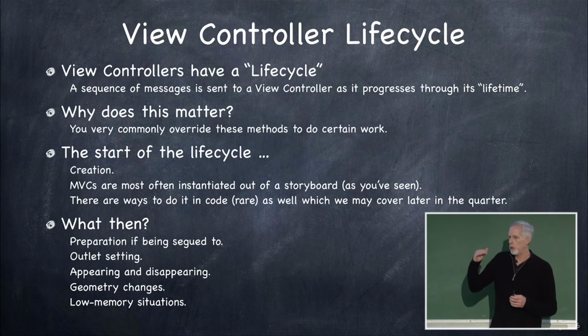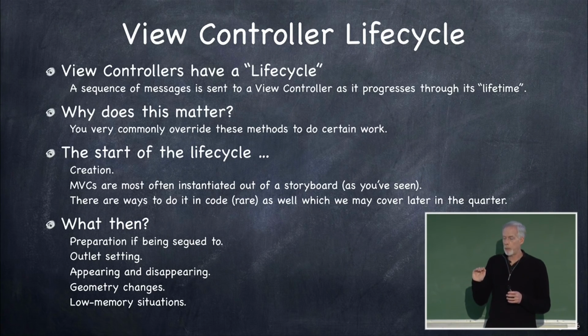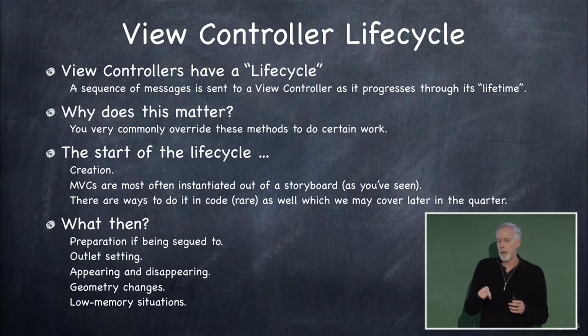After they're created, they go through the following steps. One, they get prepared. Okay, they get segued to, they get prepared. So that happens first. Then outlet setting happens. That's why we had that crasher, because outlet setting happens after prepare. Then they appear and disappear. Okay. Now, this can happen over and over. Okay, this thing can appear on screen, go away, appear on screen, go away. For example, when we had the iPad version of our demo here, and I would pull out the master, and then I would hide it. And I'd pull out the master, and then I would hide it. Okay, it was appearing and disappearing.